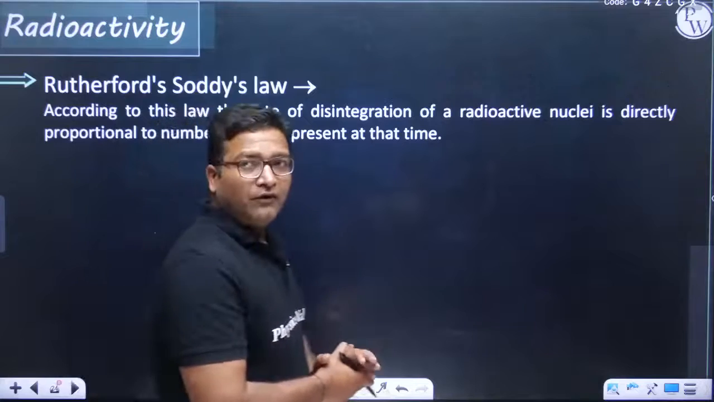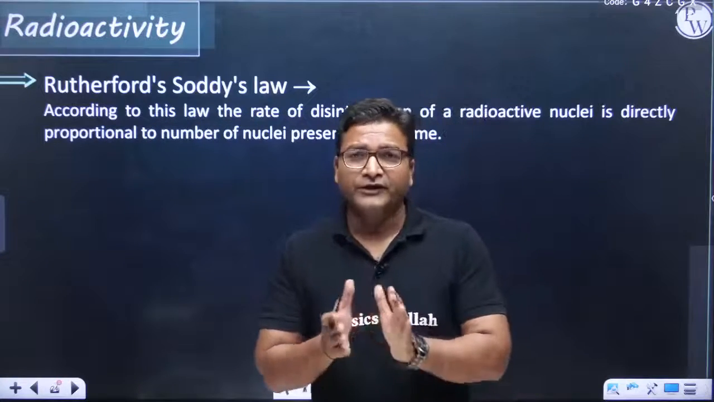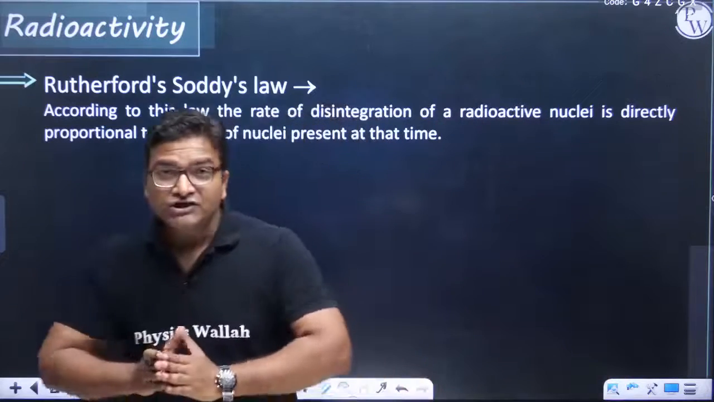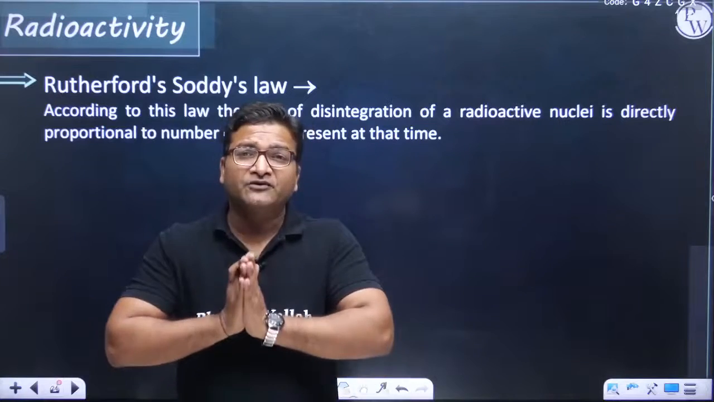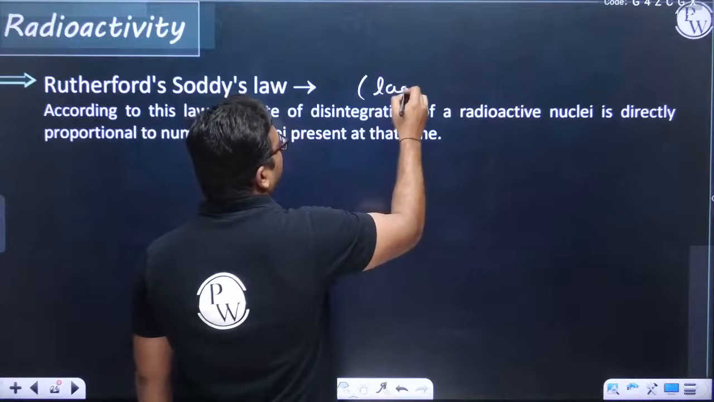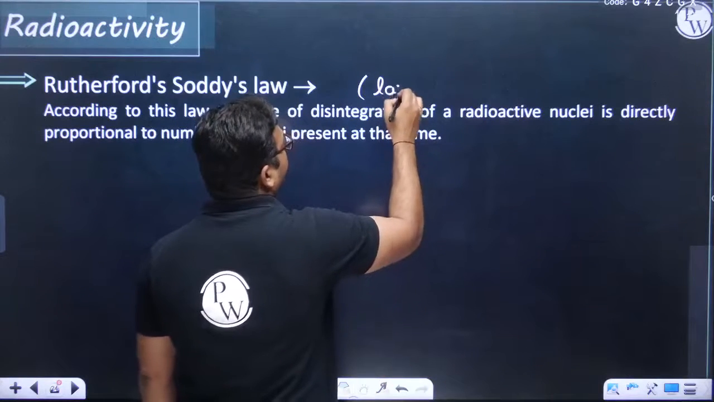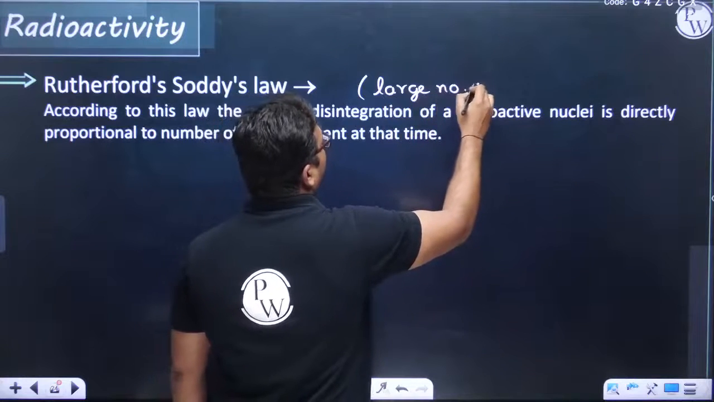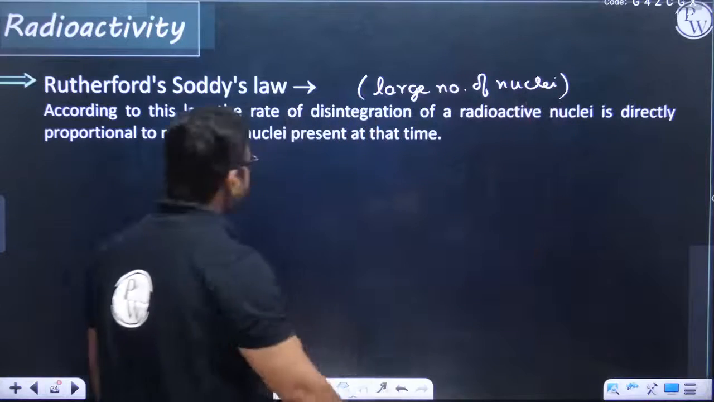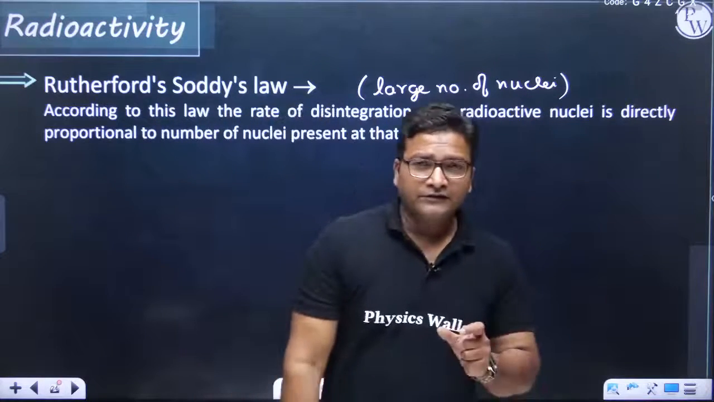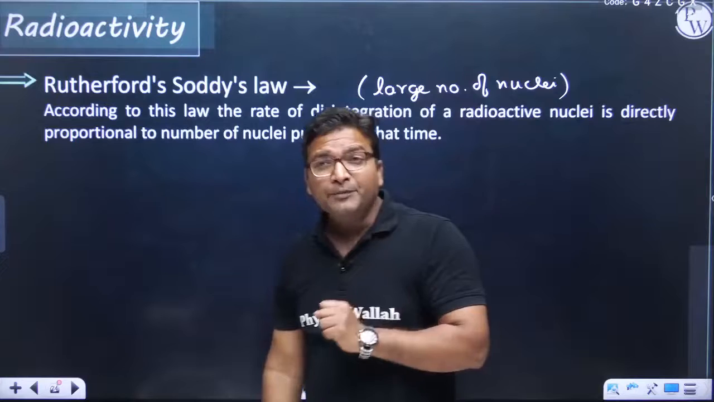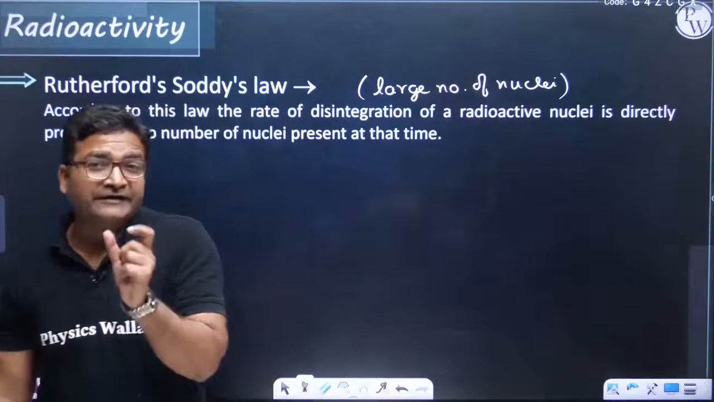So let us learn what is Rutherford-Soddy law of radioactivity. But always remember one thing: this law works only if the initial number of nuclei, or number of nuclei at any time, is very, very large. So it works with a large number of nuclei. And the law says, the rate of disintegration of a radioactive nuclei is directly proportional to the number of nuclei present at that time.